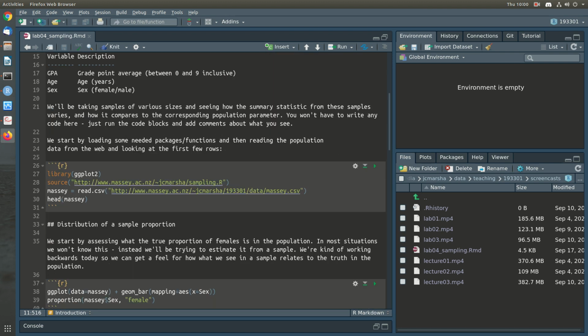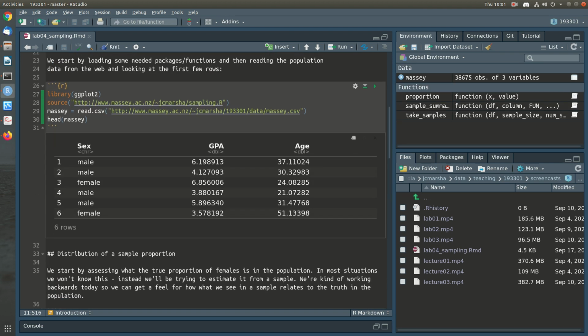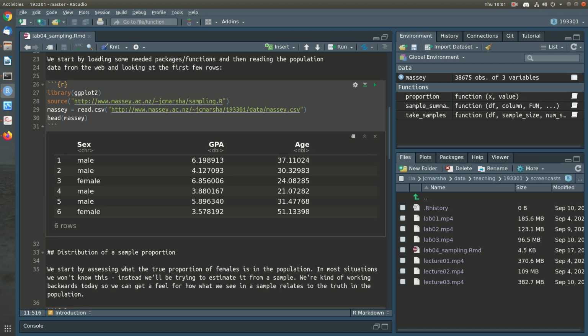So we're going to read in the data and load up some helper things today. Here you can see the first six rows of the data set Massey. Massey has 38,675 observations on the three variables. And here are the first six rows.